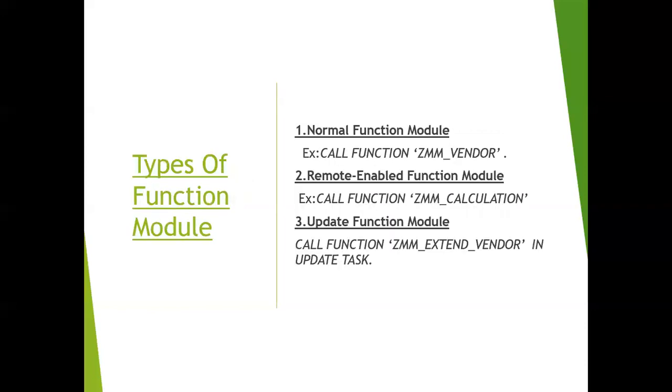Now, as I told, there are three kinds of function module. One is a normal function module, the second is a remote-enabled function module, and the third is update. I will discuss update more clearly tomorrow when I discuss the logical unit of work, and how you can create an update function module.